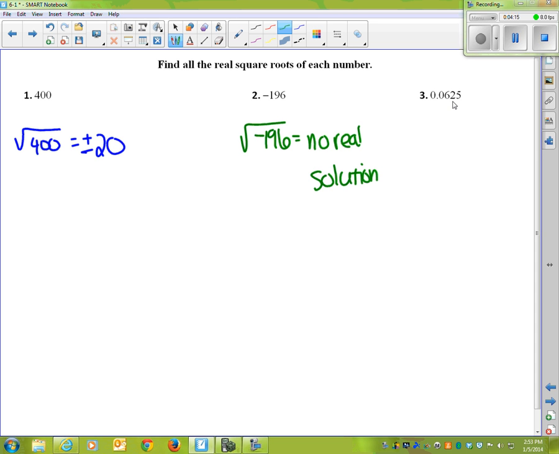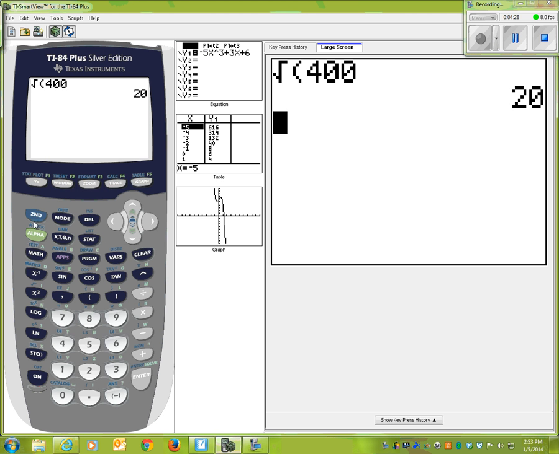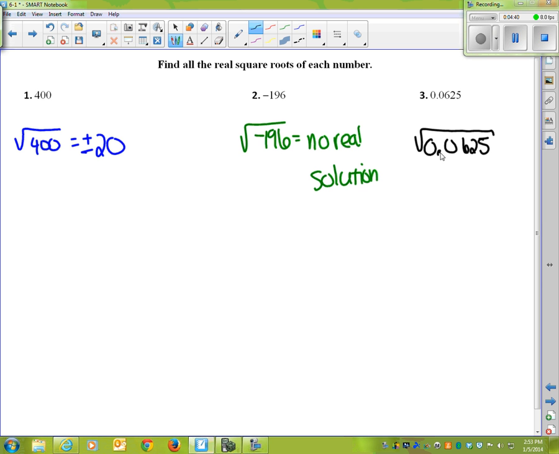Okay, I look here. It doesn't matter if it's a whole number or a decimal. You still simply take the square root of 0.0625. Again, you can just type it into your calculator. And you get 0.25. As long as you come up with a positive number, then you know you have to include a negative.